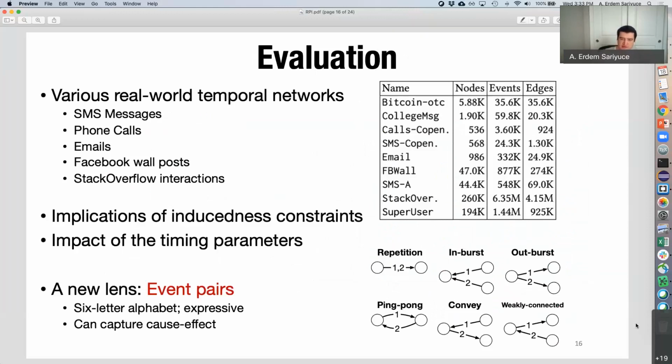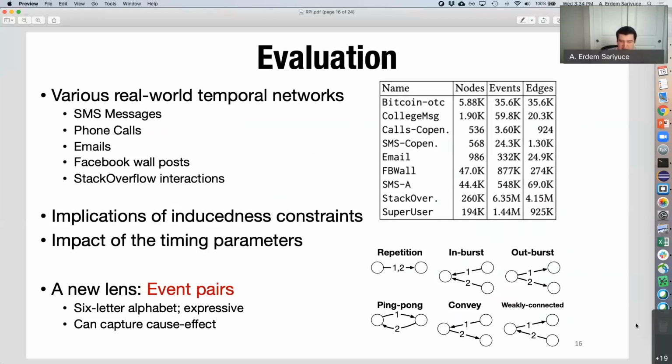So for the evaluation, we consider this set of temporal networks. I think the common theme is human communications in all of them. Either it's text messages between people or phone calls, or online interactions by means of emails or Facebook or Stack Overflow. Those things are happening among real people, and it has a big impact. As I said, this bursty behavior of human nature is pretty important in all of those networks.